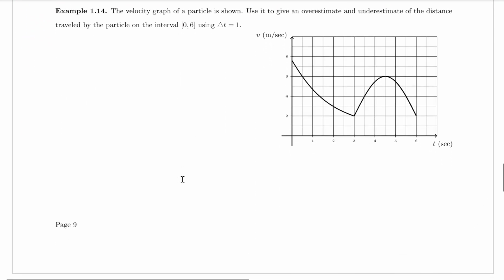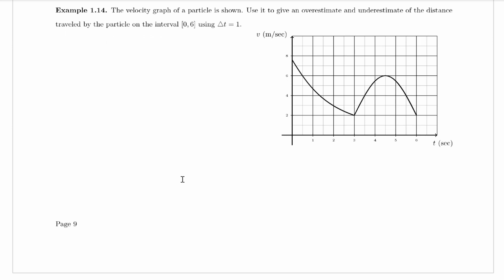So this is a graphical example now, so it's going to be more of an estimate. What we need to do is come up with an overestimate and an underestimate of the distance traveled by the particle on the interval from 0 to 6, given that this is the velocity graph for that particle. So let's go ahead and start with an overestimate.